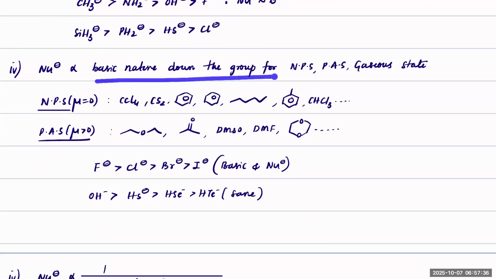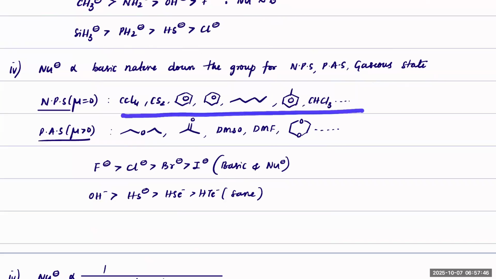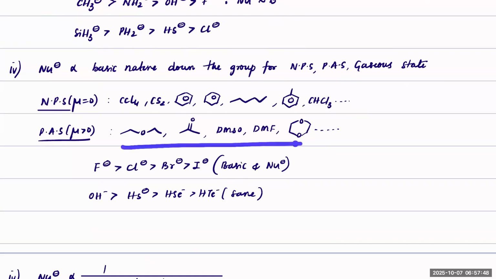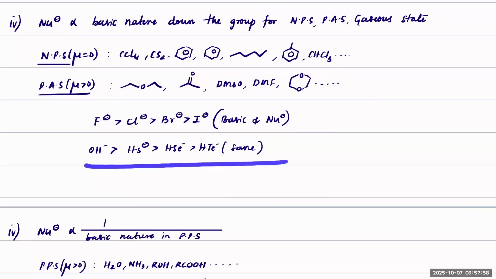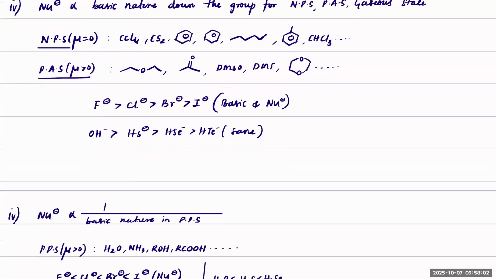Next, nucleophilicity is directly proportional to the basic nature of the group in a non-polar solvent, a polar aprotic solvent, or in the gaseous state. So these are all the non-polar solvents. These are all polar aprotic solvents. In these solvents, fluoride will be the stronger base and stronger nucleophile, and OH minus will be a stronger base and stronger nucleophile.